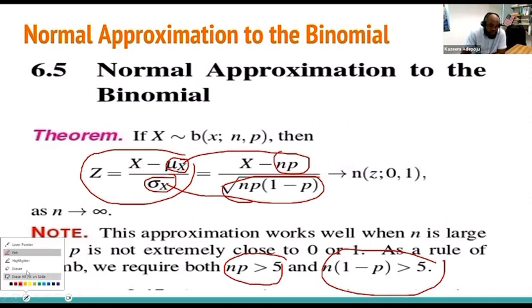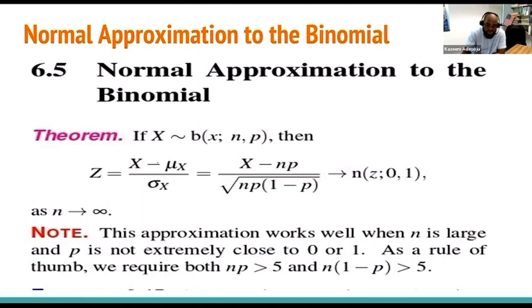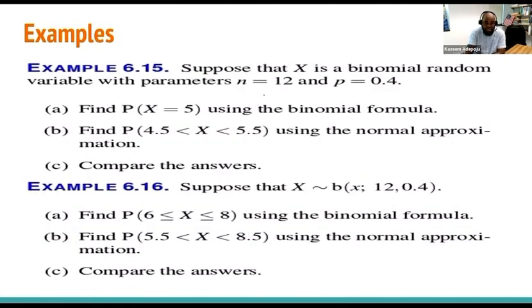So I'm going to walk you through an example now. Suppose that X is a binomial random variable with parameters N equal to 12 and P equal to 0.4. Find the probability of X equal to 5 using the binomial. Of course, you can do that. We've done that before, because binomial is discrete, that can be achieved. Then you can also find the probability.